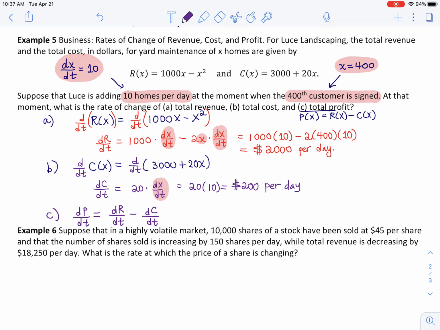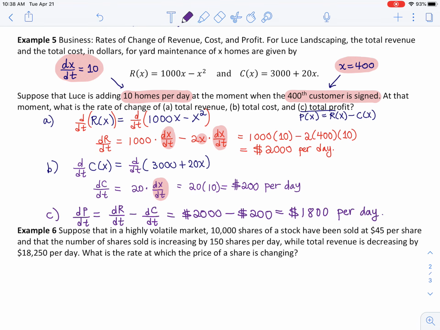revenue minus the cost. So I'm going to subtract dC/dt, the change in cost with respect to time, from my dR/dt, what I found in part A. And that's going to be what? That was 2,000 for the revenue minus 200 for the cost. So therefore, here's what we got. The profit is changing at $1,800 per day. So this was one of the business application problems that I wanted to go over with you.